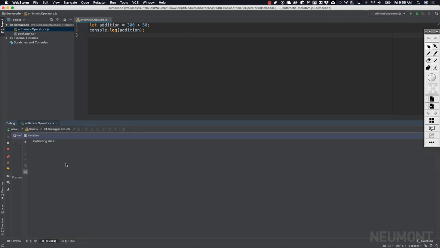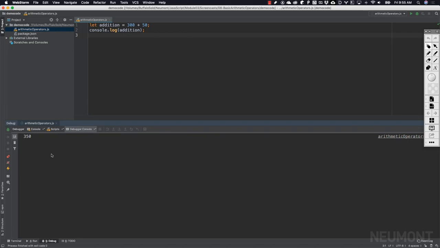We run that file. After running it, we should see down here in the console 350, which we would expect. 300 plus 50 gives us 350. So that is simple addition. We can use this all over the place anytime we need to perform traditional addition inside of our application.